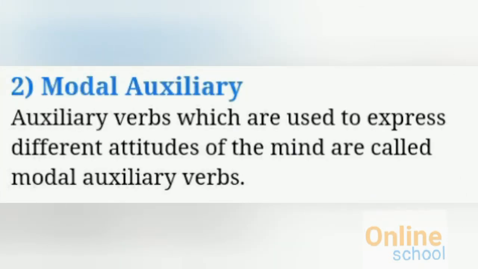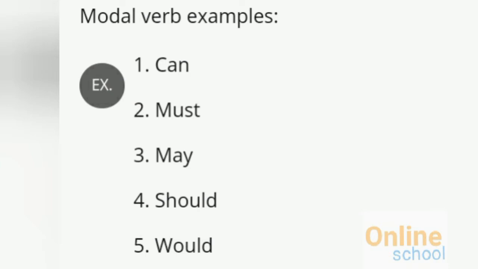Modal auxiliary verb. The auxiliary verbs which are used to express different attitudes of the mind are called modal auxiliary verbs. So modal verbs are auxiliary verbs that are used to express ability, possibilities, and obligations. Examples are can, must, may, should, would, etc.